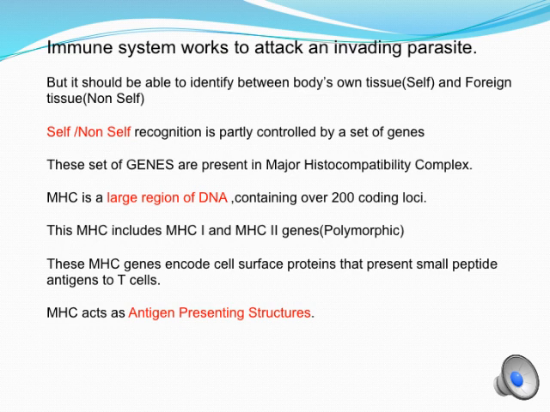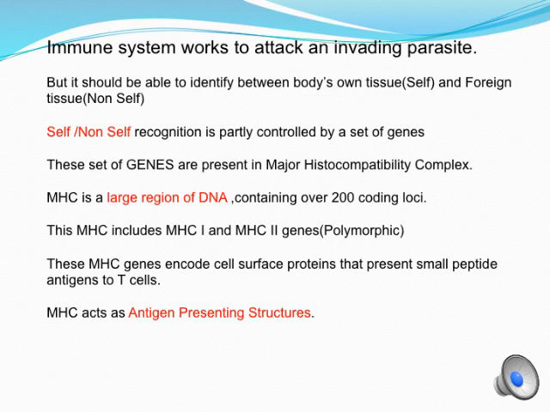Now what is the real function of the MHC genes? The MHC genes encode cell surface proteins that present small peptide antigens to T cells. They will only encode those proteins which are on the cell surface. They will present the small peptide, that is in the form of the antigens, to the T cells. These T cells are our immune cells that help our body to fight infection. Hence, it is very important to understand that MHC acts as an antigen presenting structure.